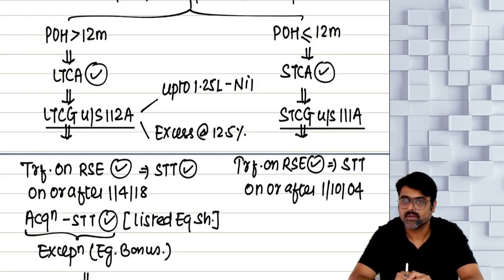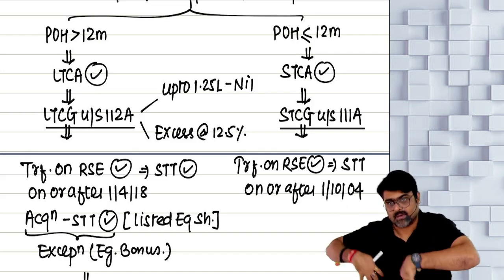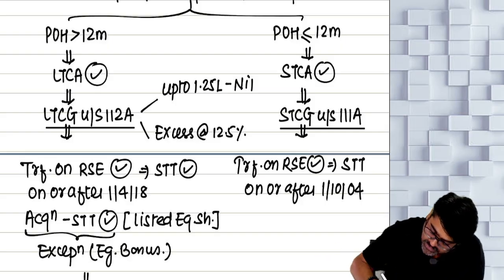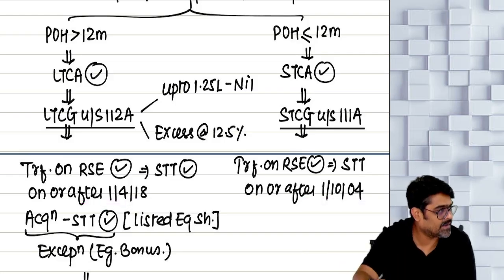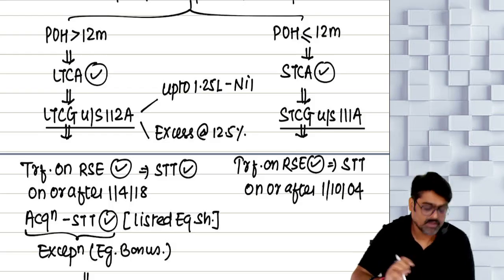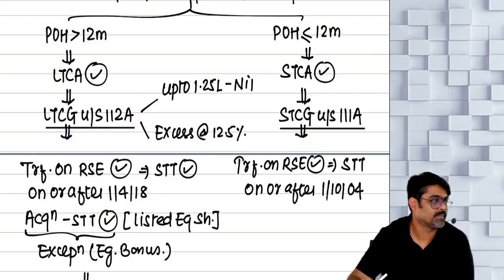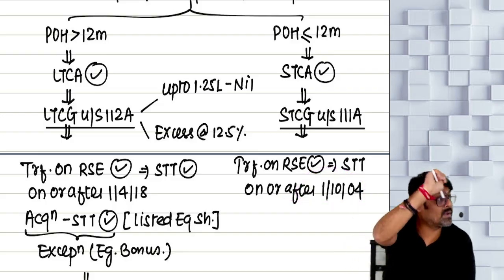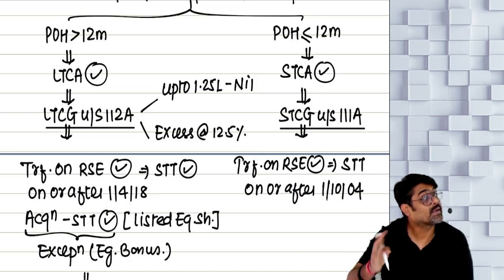Understanding? On or after 1st October 2004 means if I am transferring right now, I am transferring on or after 1st October 2004 only, no? So even if you don't remember these two dates, there is no problem. But since these dates are given, you should know the relevance of these dates. Prior to this date, the long-term gain used to be exempt. And prior to this date, the short-term gain used to be taxed at normal rates. So with effect from this date onwards, the short-term gain is taxable at concessional rates.